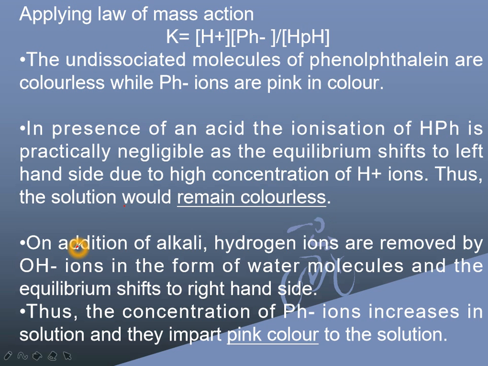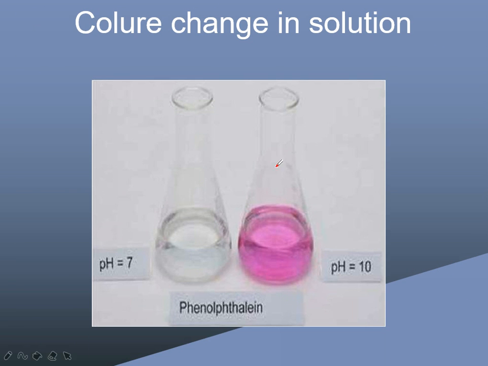On addition of alkali, the hydrogen ions are removed by the OH minus present in the alkali and they are emitted in the form of water. Therefore, the equilibrium shifts towards the right hand side and the concentration of Ph minus ions will increase in the solution, which imparts the pink color to the solution. And here is a diagrammatic representation for the color change of phenolphthalein. Phenolphthalein at neutral pH is colorless, while phenolphthalein at alkaline condition is a pink colored solution.